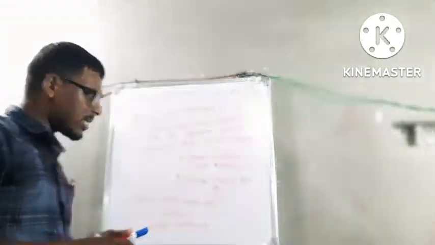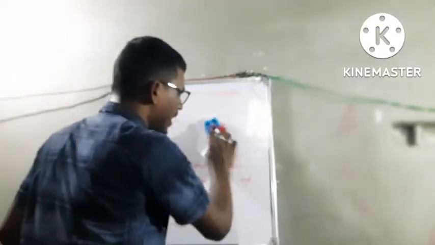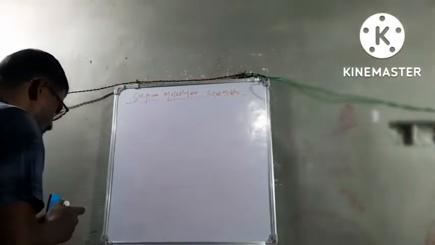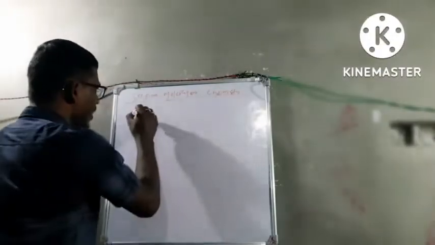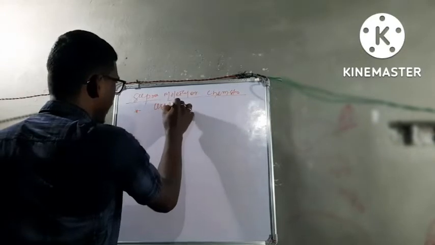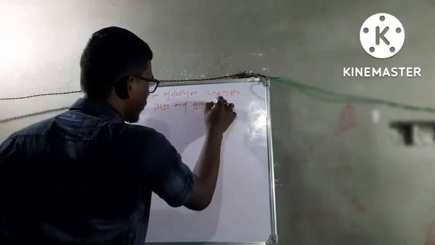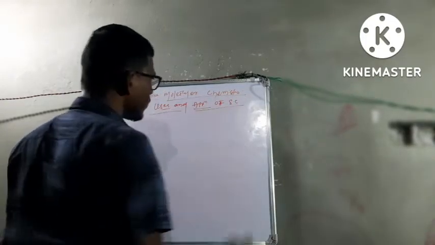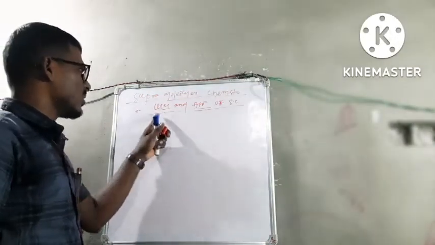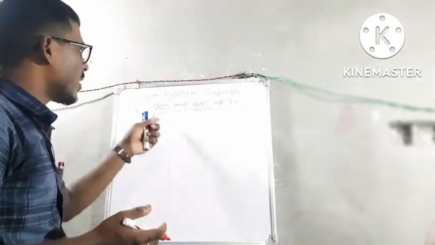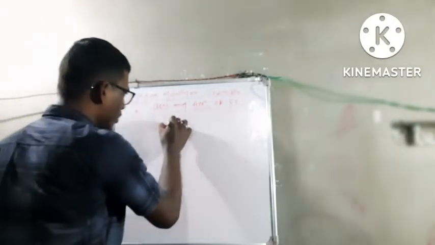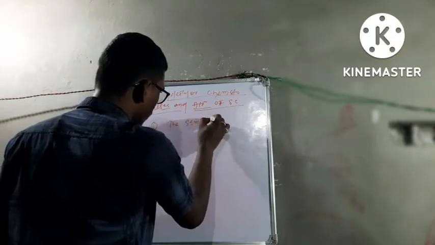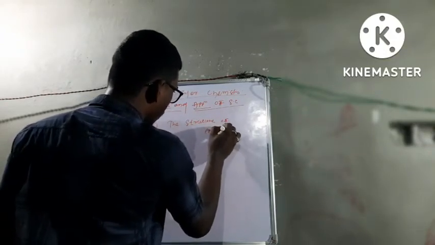Then we enter the last part, which is the various uses and applications of supramolecular chemistry. That is the last one. First, we discuss the uses. We know that supramolecular chemistry is used, first of all, to study the structure of protein molecules.